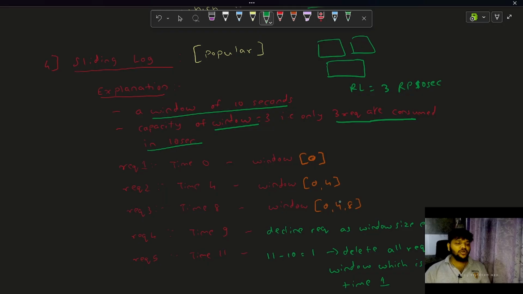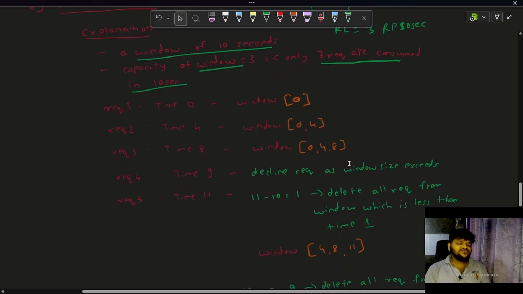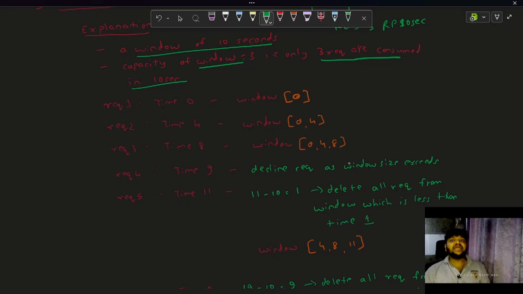Now request 2 I got at time 4, like on the 4th second I got a new request. So now my window is 0, 4. Now request 3 I got at 8 seconds. So now my window is 0, 4, 8. 3 requests within 10 seconds, and I have entertained that. Now assume request 4 I am getting, time is 9. So what am I going to do? I am going to decline the request.